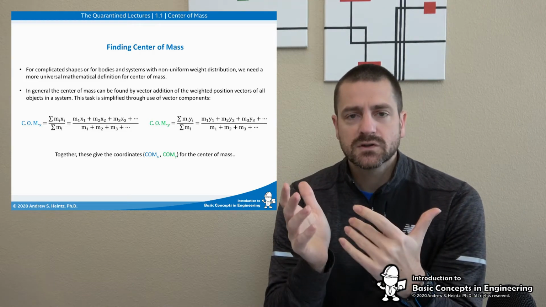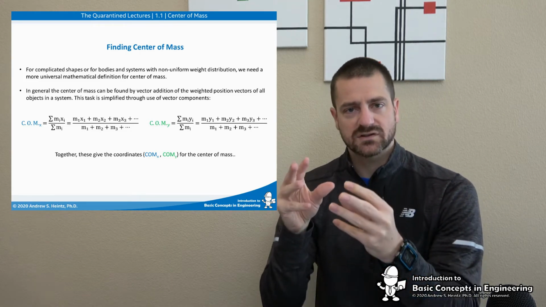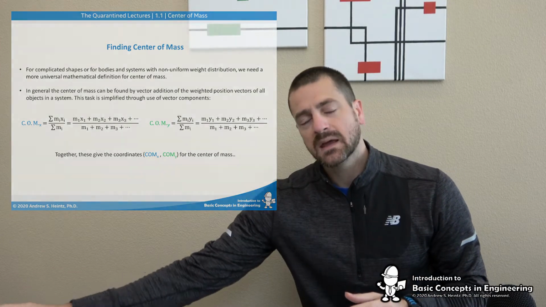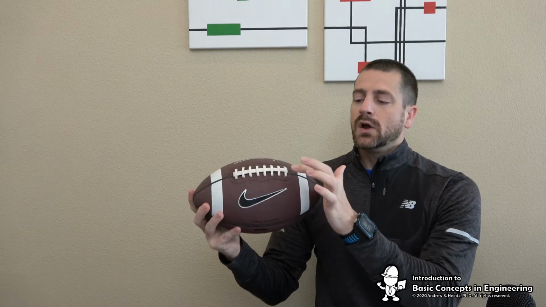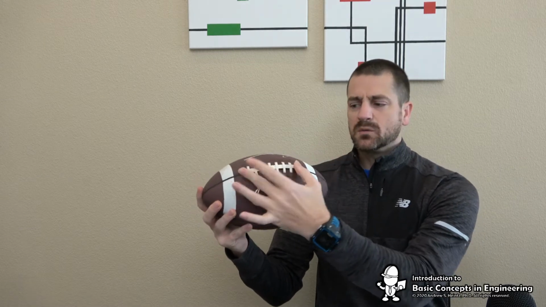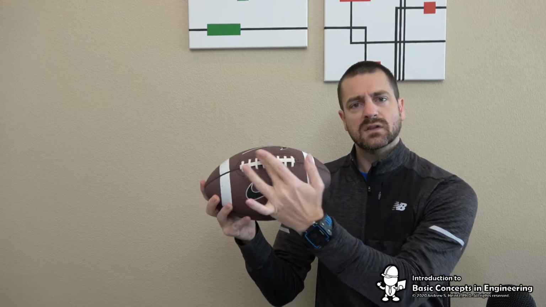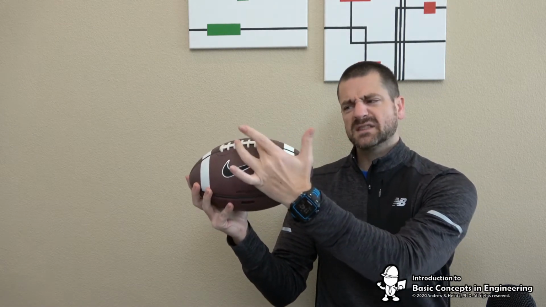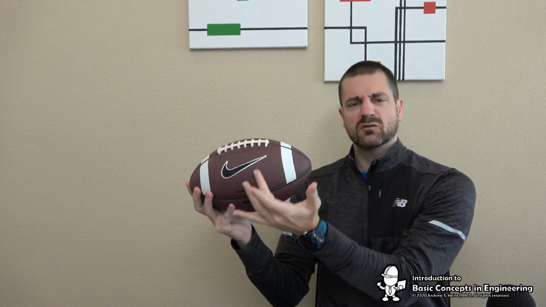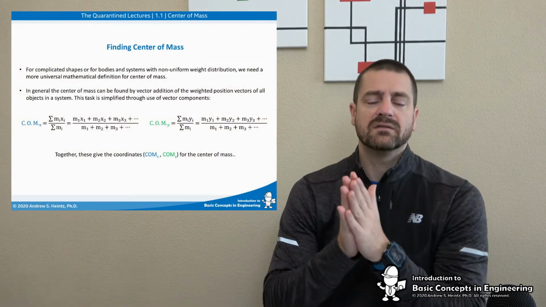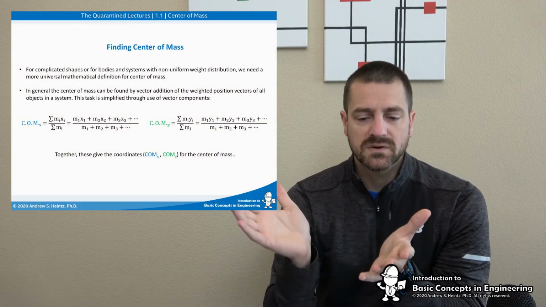So what we can really do is look at the vectors of all the various parts. In this case, maybe we would look at the center of mass of the ball, and then figure out exactly, because this is on top of the ball, it might pull the center of mass a little upwards from the actual center of the ball. So we're going to do vector addition of all the weighted positions.